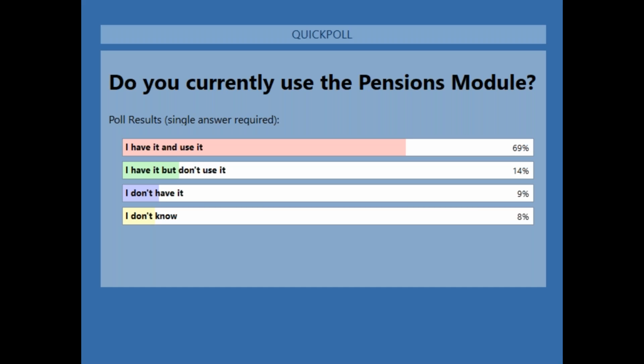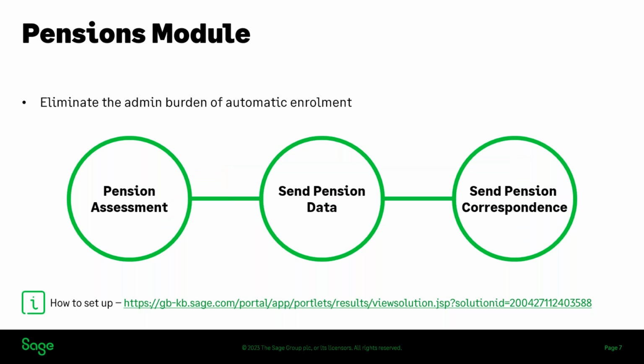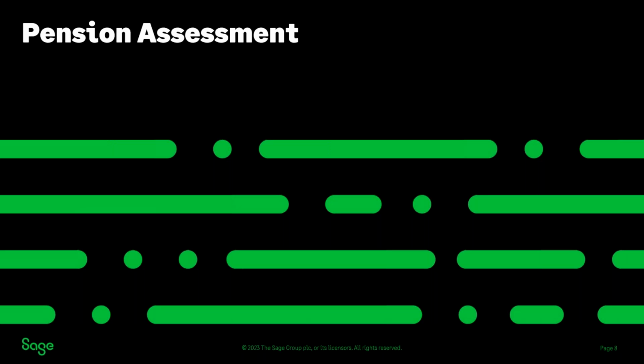9% don't have it. So we'll learn more about what it is. And 8% of you don't know. Hopefully after the demos, you'll get a feel for whether or not you do have these features. So thank you for joining in the poll. And we are going to move on, and we're going to take a look at the pension assessment.